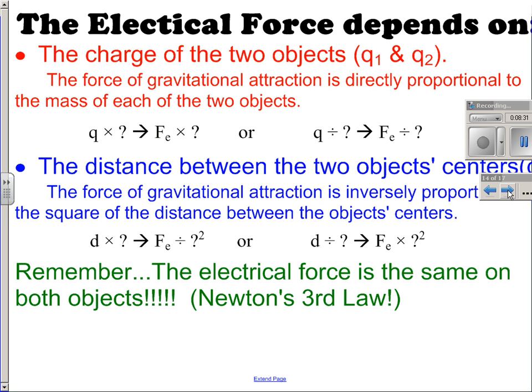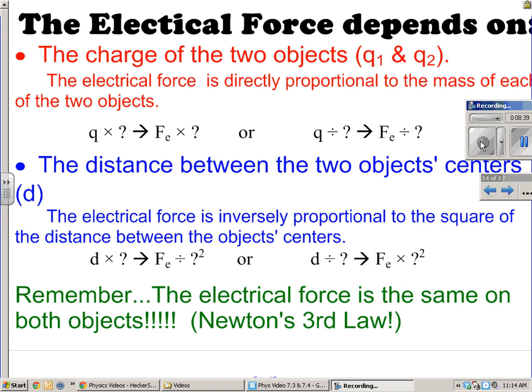It turns out that the electrical force, this slide is exactly the same as the slide that I had for gravity. Dang it. I thought I fixed this. Hold on. Pause. Don't write. Okay. Sorry. I had to correct a typo. So the slide is correct now.